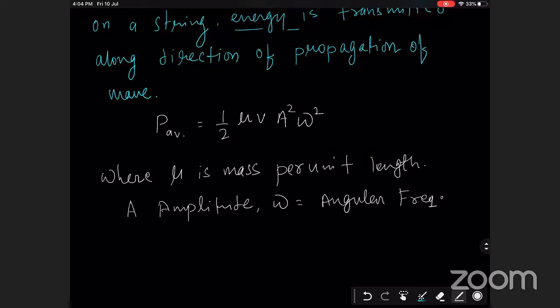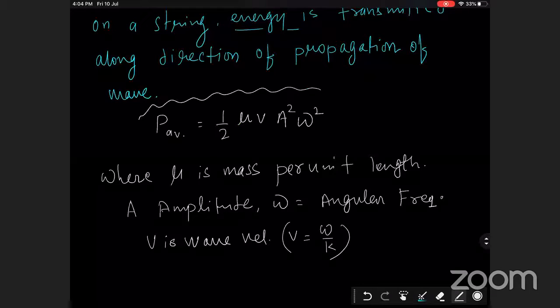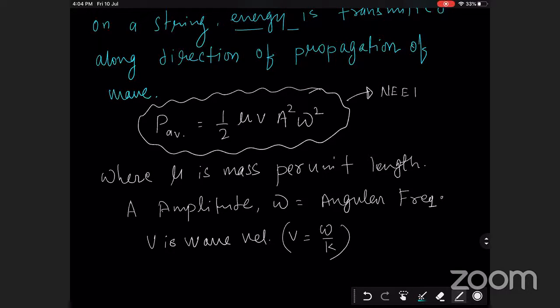Okay, and V is the velocity of the wave. Do you remember the wave velocity? Omega by K. Yes, sir. Okay, so this is the average power transmitted by a wave on a string. This is very important for NEET, the coming exam, and IIT Mains. You may get a direct question from this formula, average power transmitted.